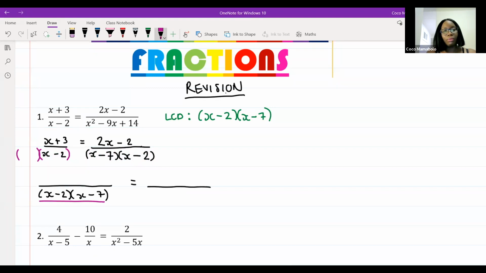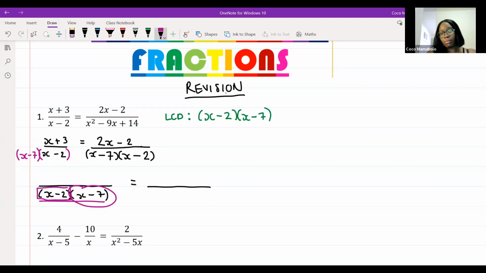An x. What's missing? Look, I've got x minus 2. What's still missing? x minus 7. Good, x minus 7 is still missing. So if I multiply the bottom by x minus 7, what do I need to do to the top?